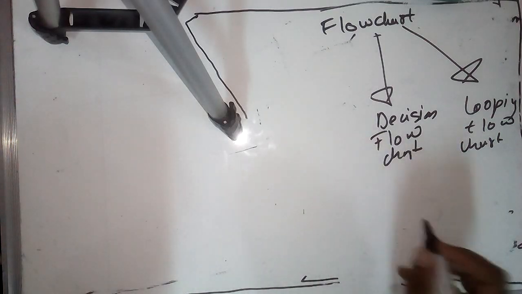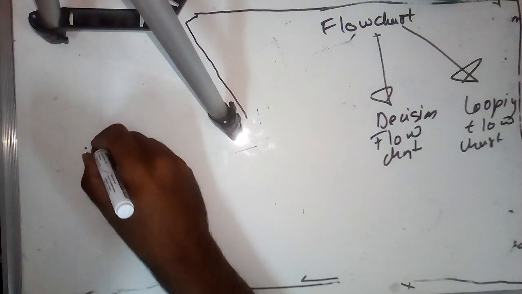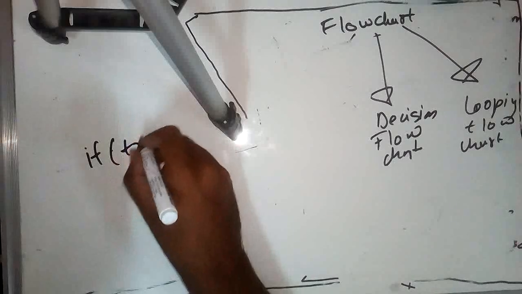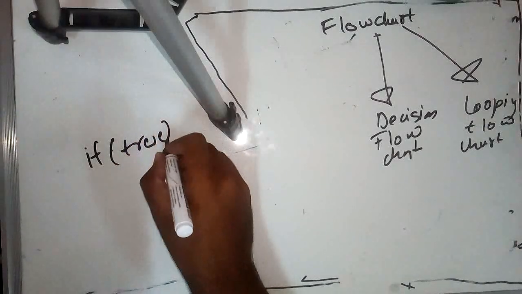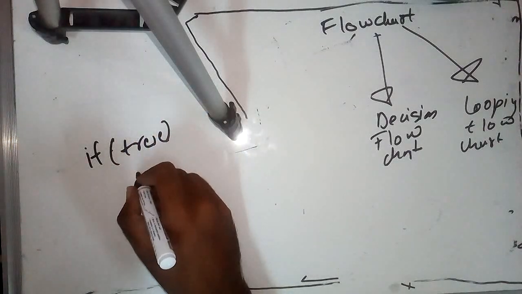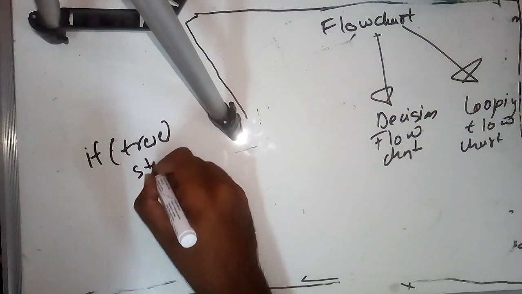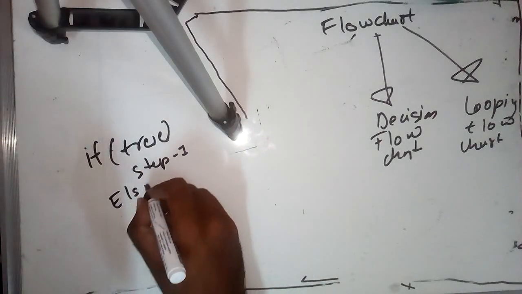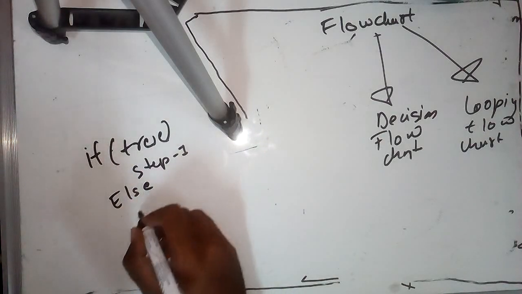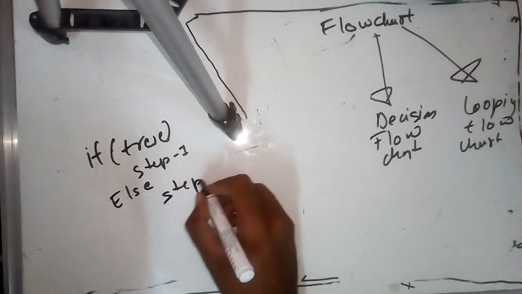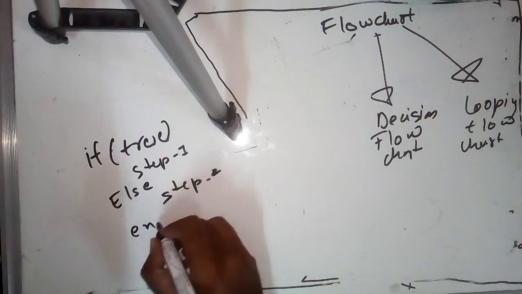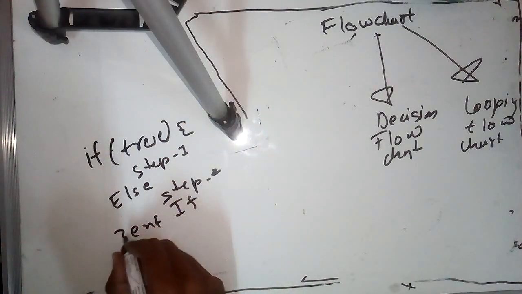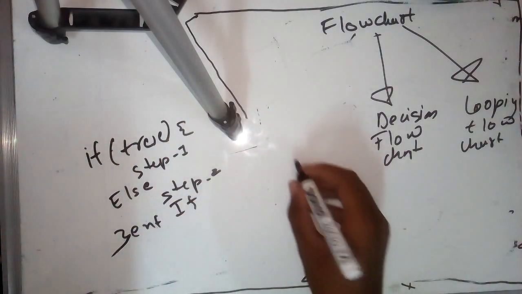For example, I just want to write a program here. If a condition is true, then process step number 1. Else, that means if the condition is not true, we will go to step number 2, and then end if. What is the meaning of end if? It means that the if started here and ended here. That is the meaning of end if.